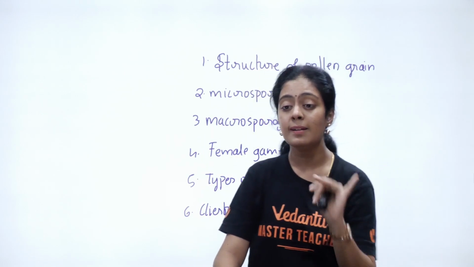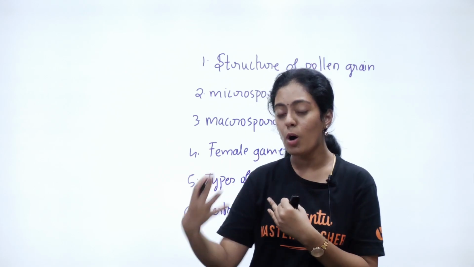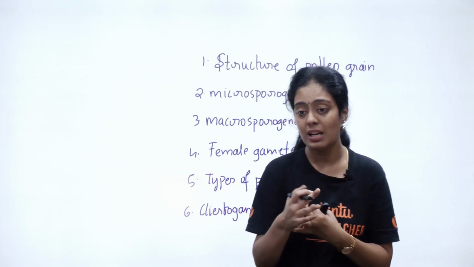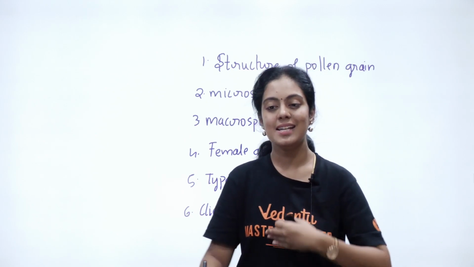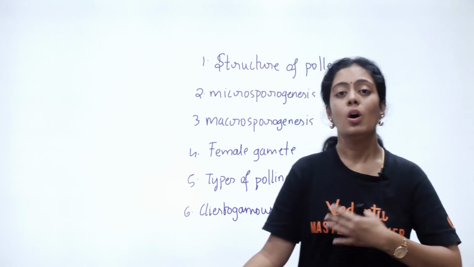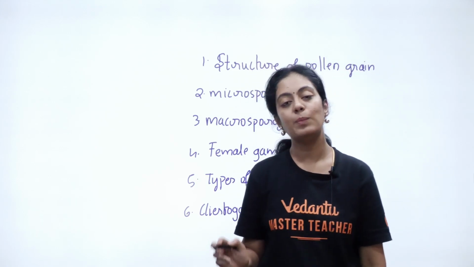Then we have agents of pollination. Then you have how water pollination happens and how wind pollination happens, which we have to study. Then we have double fertilization and endosperm development. Once we finish one lesson, this chapter is done. In the next class I will complete this chapter.